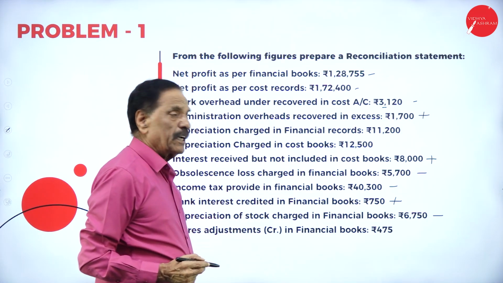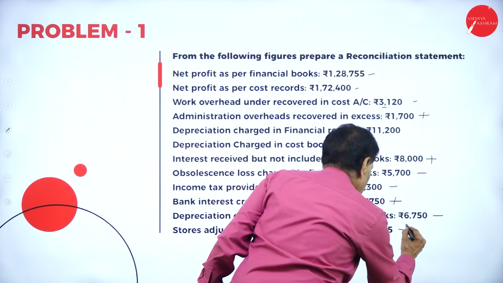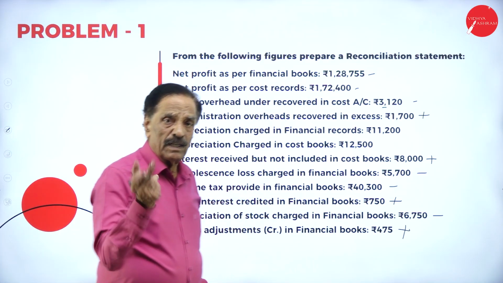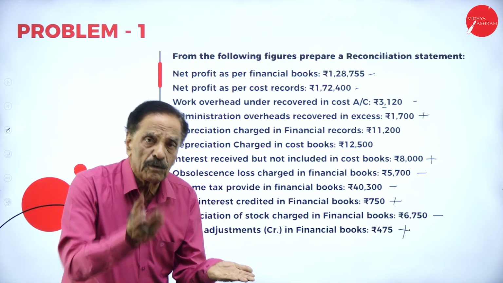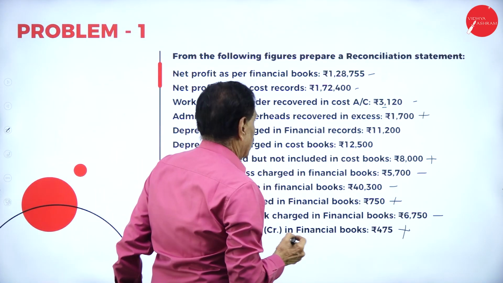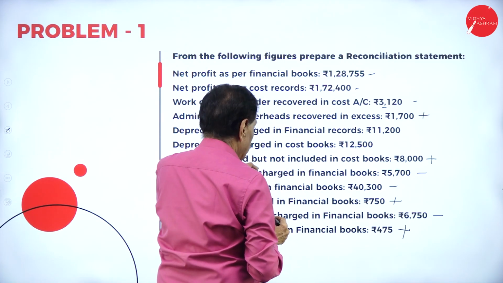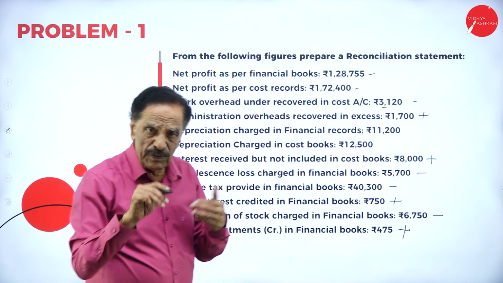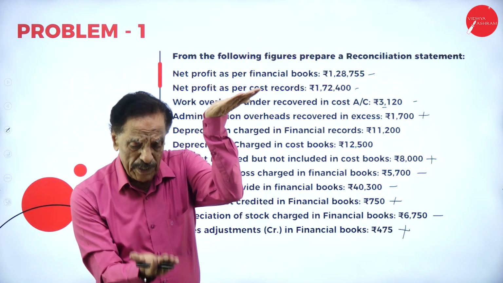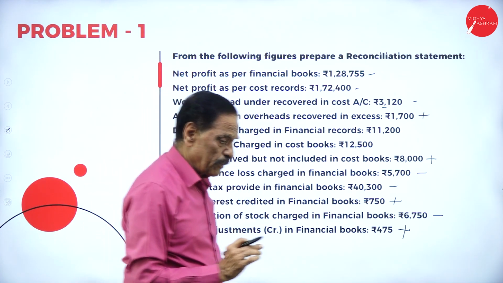Store adjustment credited in financial book, what will happen? It will go more, costing is less, add back. So here administration overhead is over recovered in excess in costing. What will happen to profit? Profit comes down, financial profit will be more. So to make equal, add back. Then this difference is add back. Then interest received but not included in the cost book. We receive the entries. What will happen to financial account? It goes more, but no entry in the cost book. So add back. So these are all the things we have to look after.